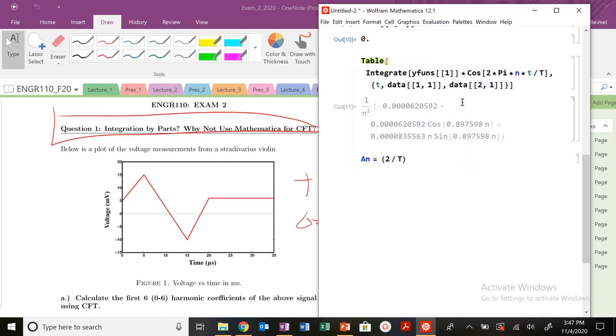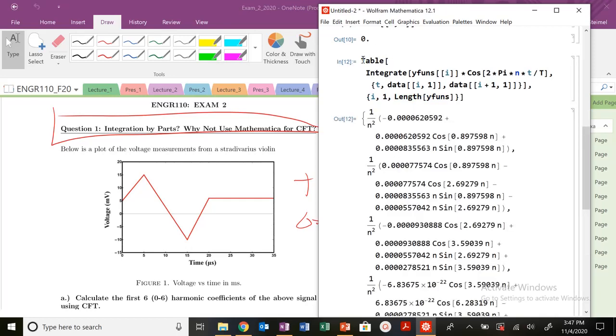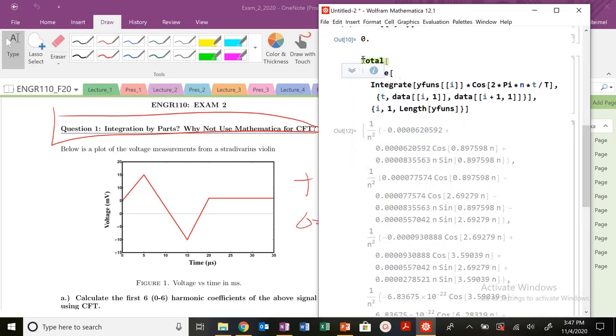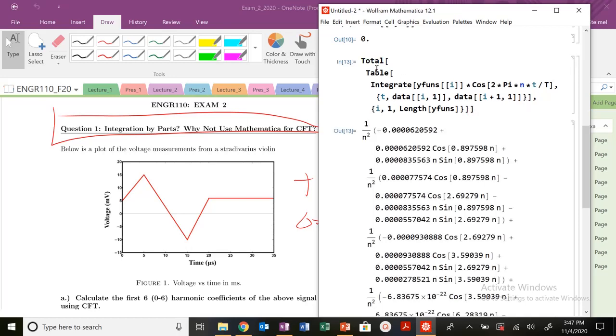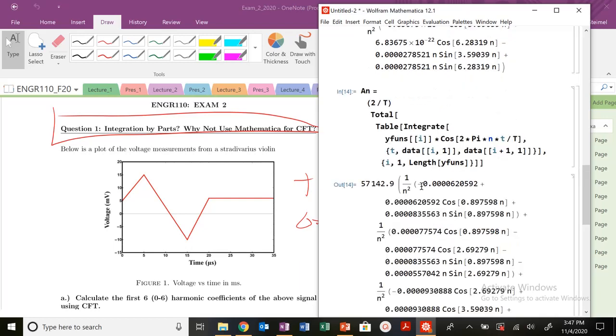So table. I need to go now from I to I plus 1, and I need to go from I from 1 to the length of my y functions. There we go, and I need to total that because I'm adding those functions together, and then I'm just going to copy this and put it right there. So that's going to be my a sub n function.